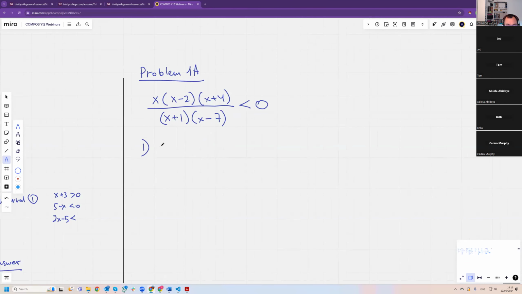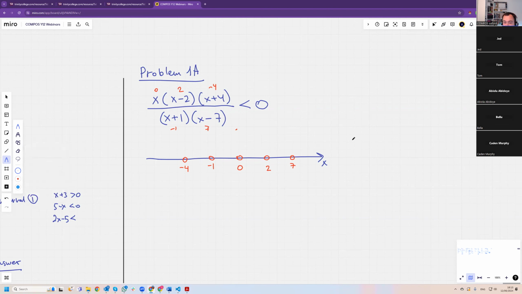So find the critical points. I don't even need to write this down. All I need is to draw a line, x, and put the critical points. The critical points are 0, 2, so where each of these turns to 0, -4, -1, and 7. And now just put them on the number line. So that's -4, -1, 0, 2, 7. And now let's work our magic.